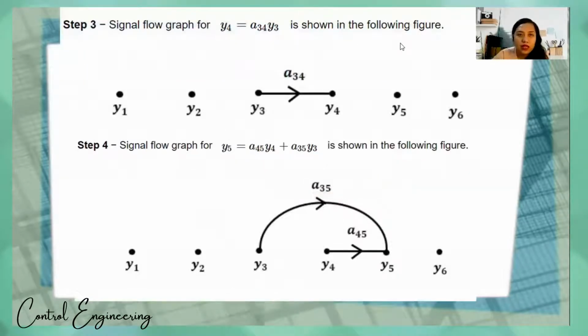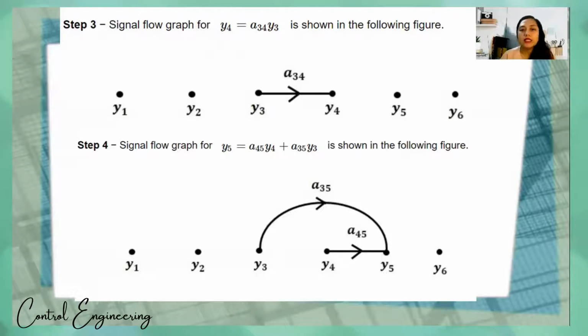For step 3, the signal flow graph for Y sub 4 is equal to A sub 34 Y sub 3, as shown in the figure below. So it's just Y sub 3 and Y sub 4. Did you get it?